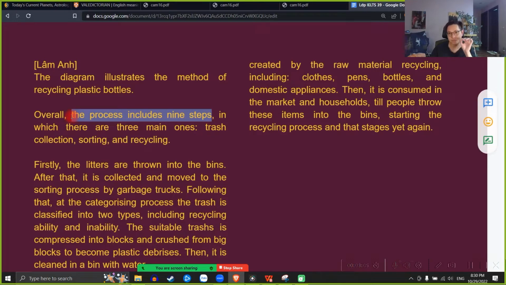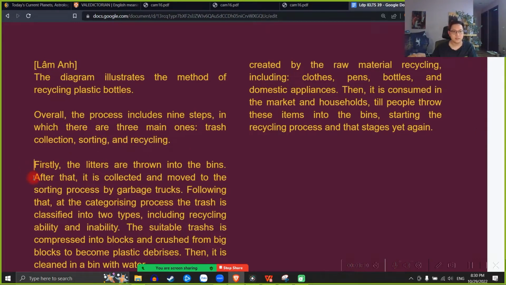You do not need to put but, because they are not the opposite. The process includes 9 steps, in which there are 3 main ones. Trash collection, sorting, and recycling. Chính xác, em dùng cái dấu phẩy với chữ N là chính xác á. This is correct use of the Oxford comma. Dấu phẩy Oxford.